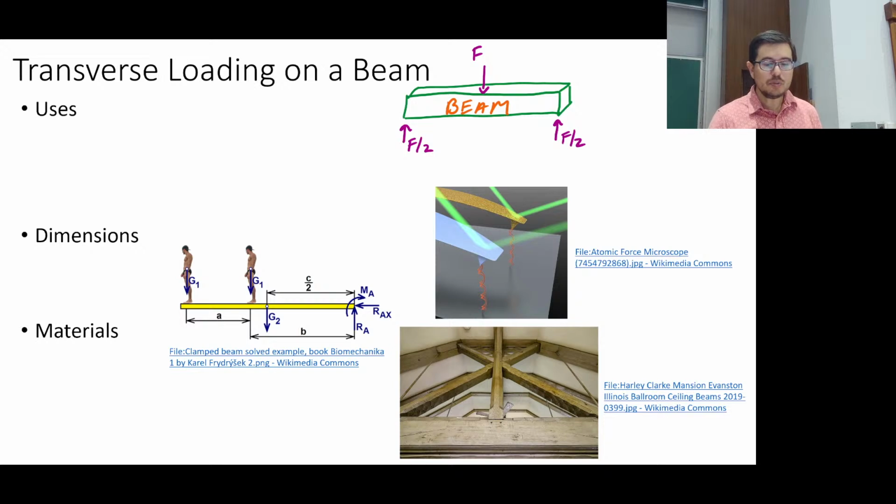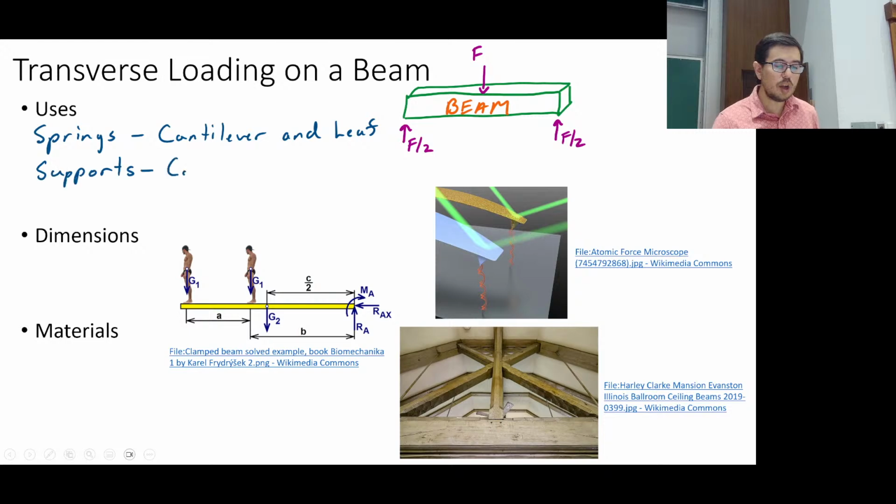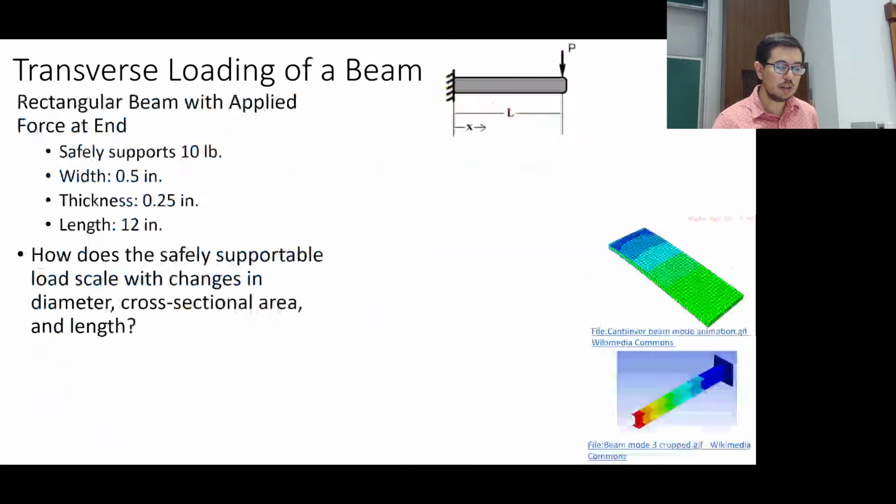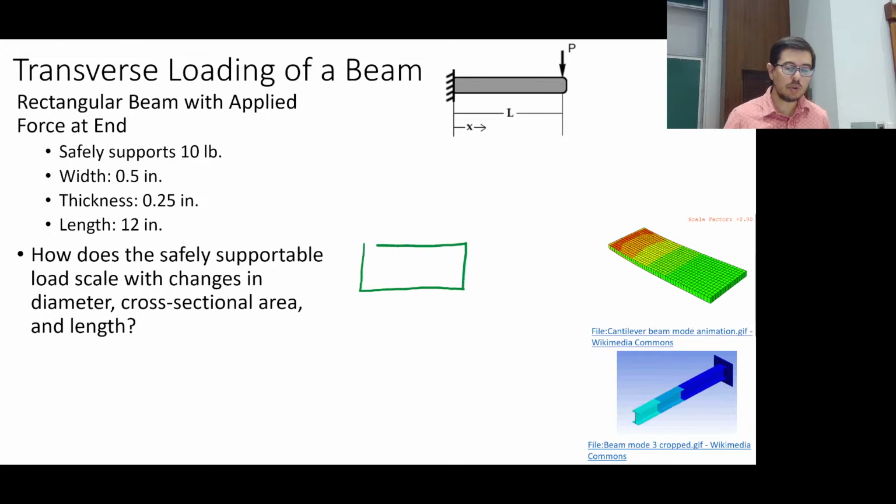These are beams, right? There are beams, literally, that we call beams in trusses in your house, in buildings. This is a cantilevered beam being used for atomic force microscopy. So how does the load scale with a transverse beam?